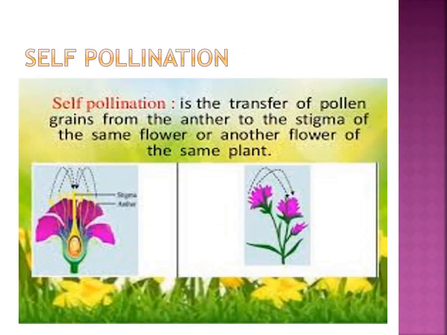What is called self pollination? The transfer of pollen grains from the anther to the stigma of the same flower or another flower of the same plant. What is the meaning of self? It happens within the same plant, spontaneously. Self, or auto, is the same method. Self pollination happens only within its own flowers. Next one.